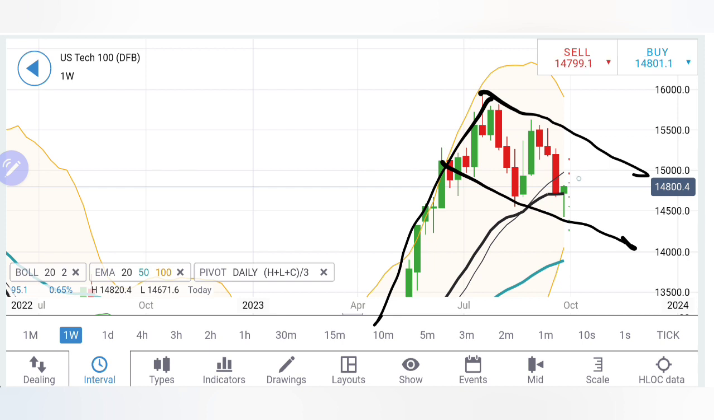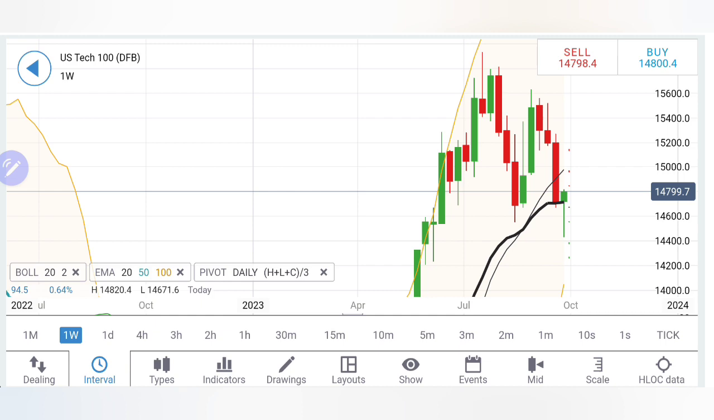So yes, it is trying to retrace. It can close in green. Today's candle may stay in green, and hence possibility for it to rise towards 5900, 920 also exists.